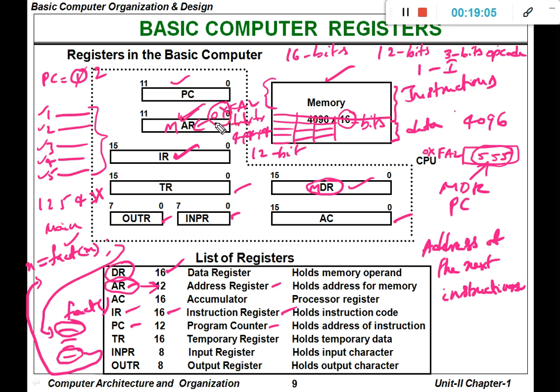After fetching the data or instruction, if the fetched information is an instruction, then it will be moved to IR. If the fetched information is data, then it will be moved to MDR. Like that we are going to manage. These registers are very, very important to perform the operations on a computer system.